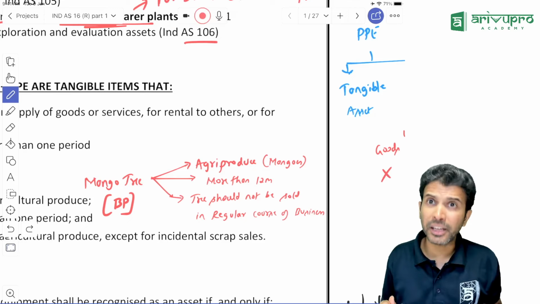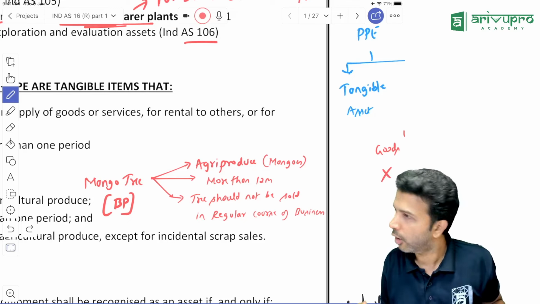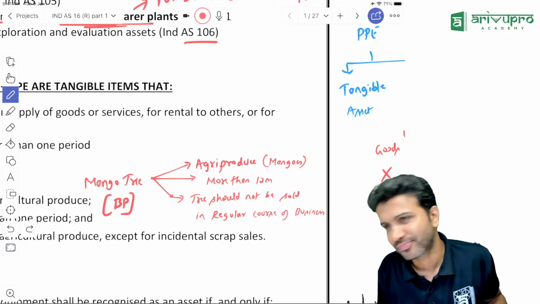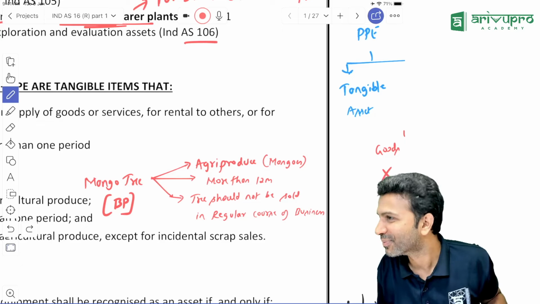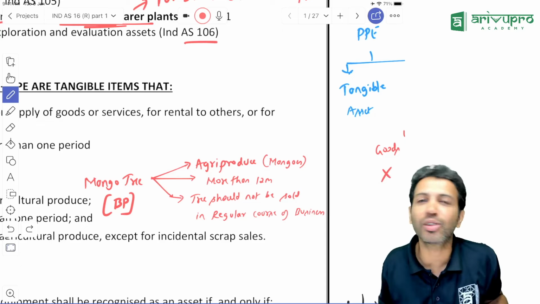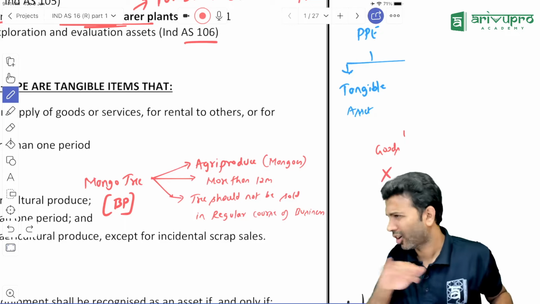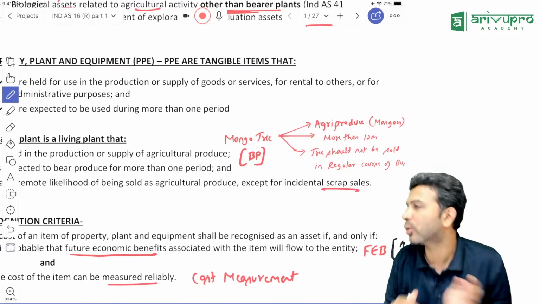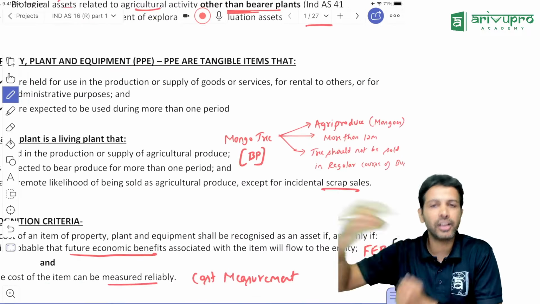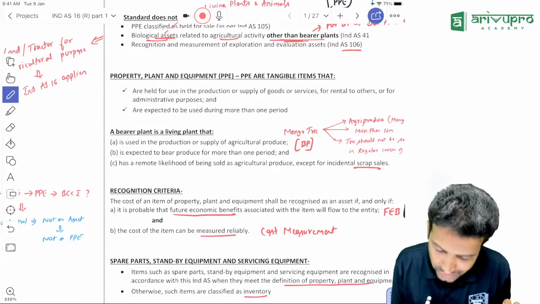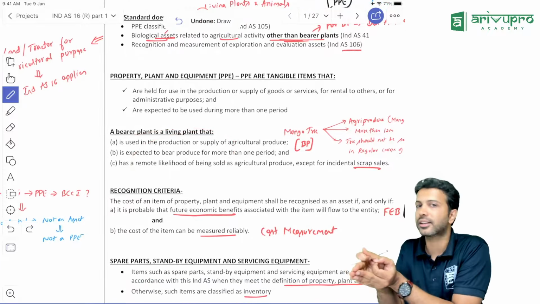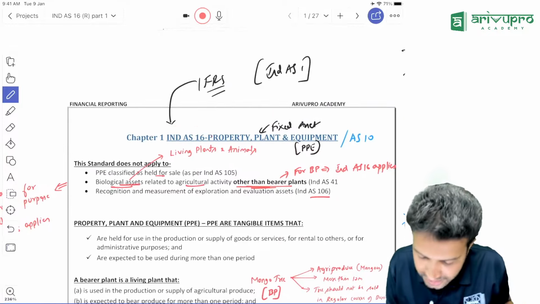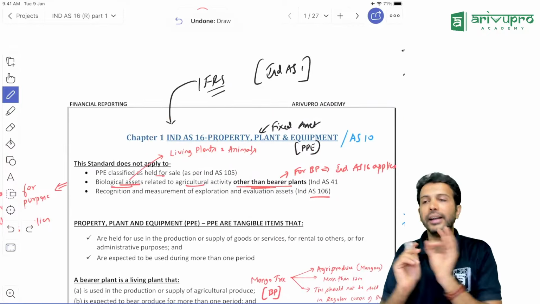Does that mean the tree should never be cut? No. What if the tree has become sick? If it is giving weird color mangoes, black color mangoes, would you want to buy them? No. If it starts giving you black color mangoes, what do you think the farmer will do? Obviously, cut that tree and replace it with a new one. So as a scrap sale, you can sell the tree, but you cannot sell the tree in your ordinary course of business. That is what this criterion says. If all three criteria are satisfied, then a plant becomes a bearer plant. And if it is a bearer plant, which standard will apply? Ind AS 16 will apply.